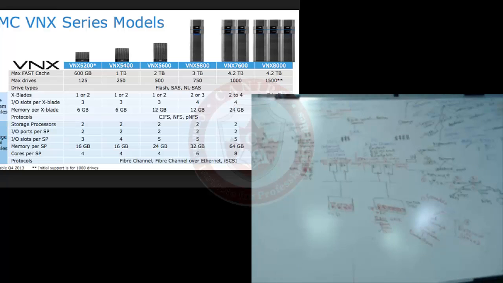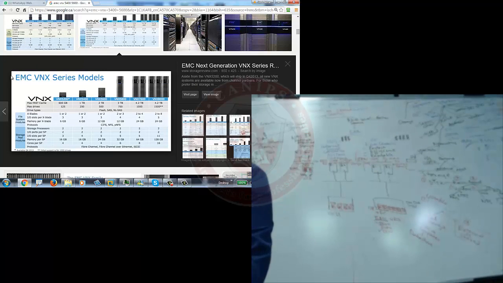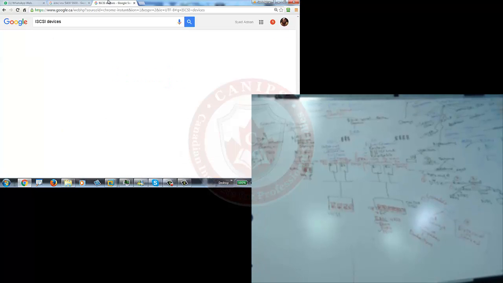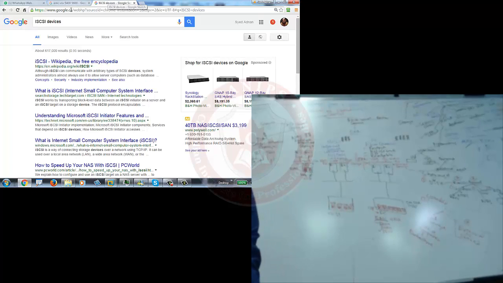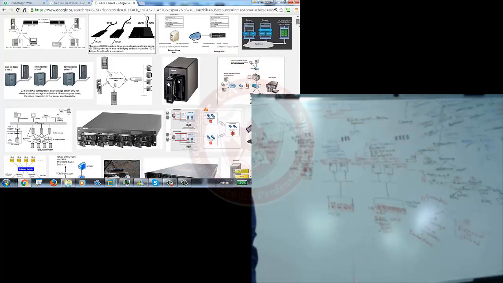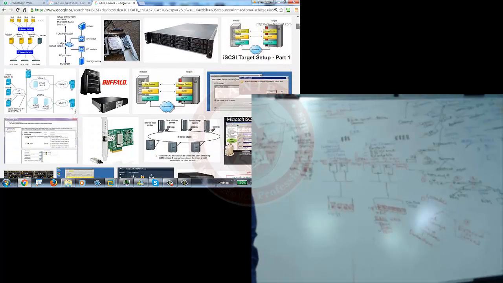In iSCSI, all you need to do is buy an iSCSI device. Let's see what iSCSI devices are available. Yes, both are SAN, but you have written under FC that you're talking about SAN or FC? You're talking about FC. Okay, just a second. I'm going to explain that as well. So here, iSCSI. Let's look at it.